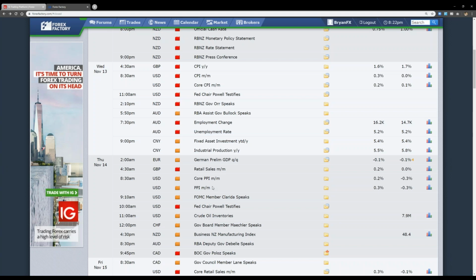And again, we go back down, we see PPI, which fluctuates between a medium and a high release. I don't think it's going to be very big this time, just because again, with Powell testifying, people will be kind of hinged on what he's saying.